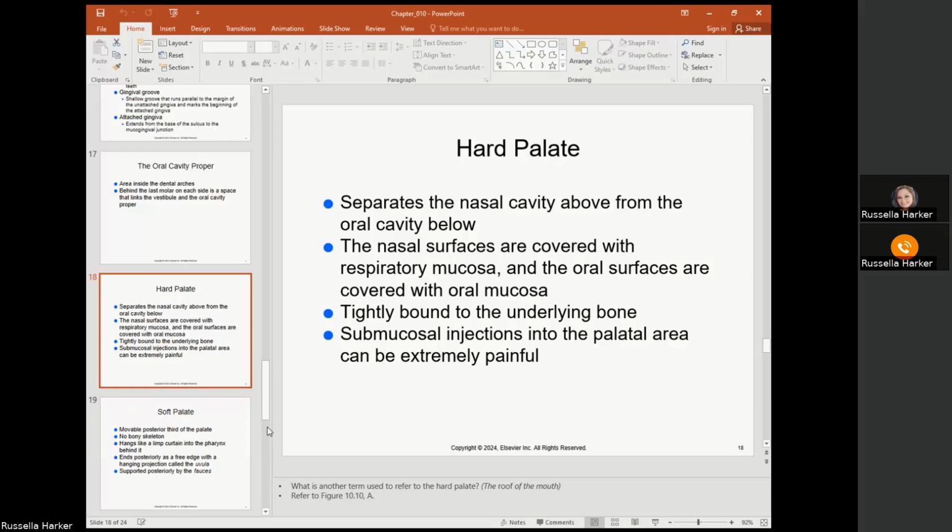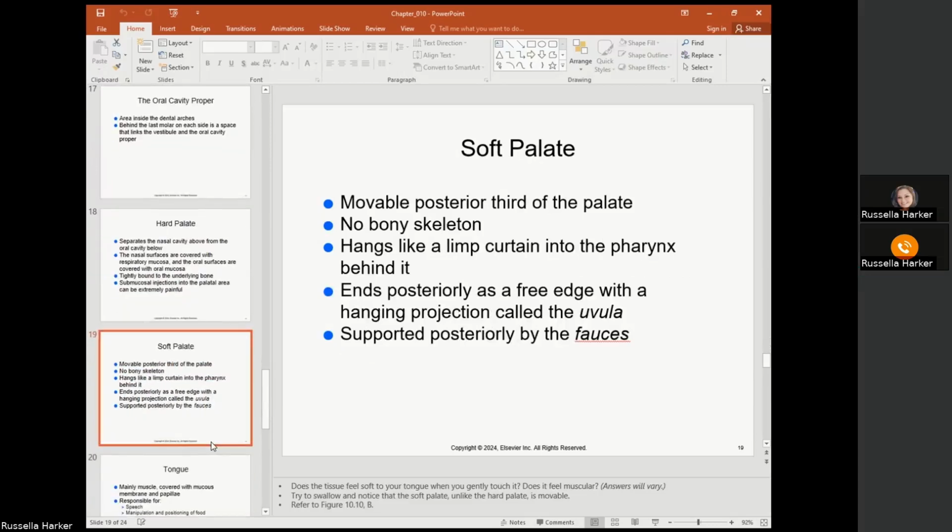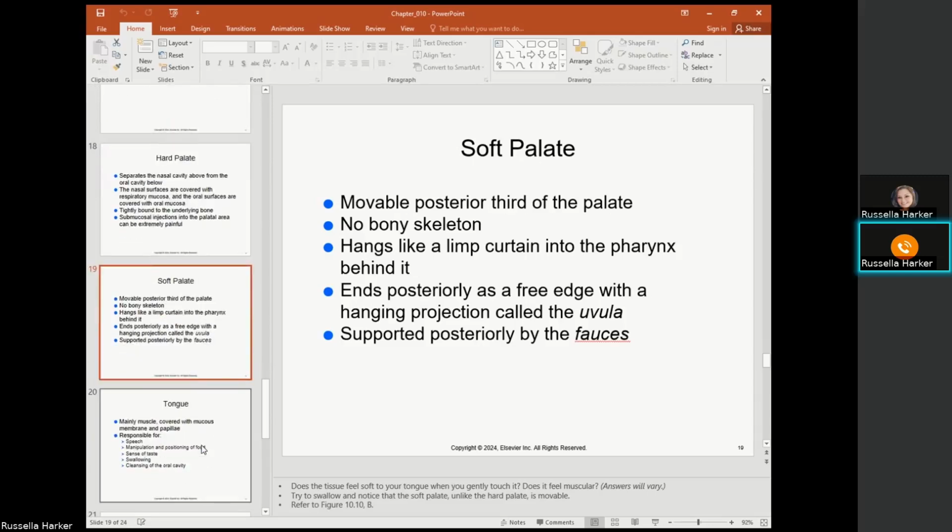So another term for the hard palate is the roof of the mouth. That's the anterior portion of the palate. The posterior portion is the soft palate. It's the movable posterior third of the palate that doesn't have a bony skeleton to it, and it hangs like a limp curtain into the pharynx behind it. It ends posteriorly as a free edge with a hanging projection called the uvula, or that punching bag thing in the back of your throat, and it's supported posteriorly by the fauces.